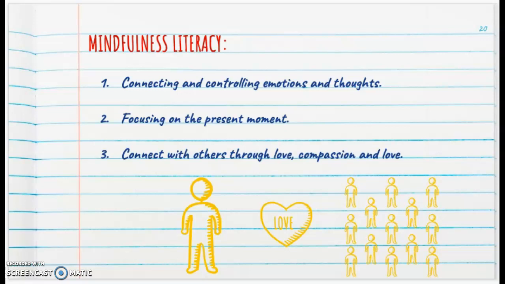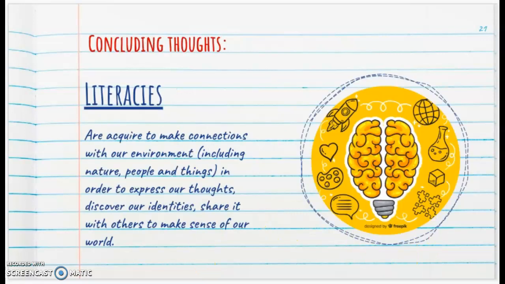After analyzing the different types of literacies that I have developed in my life, I conclude that most of them have been acquired to make connections with my environment, including nature, people, and things, in order to express my thoughts, discover my identity, and share it with other people to make sense of the world.